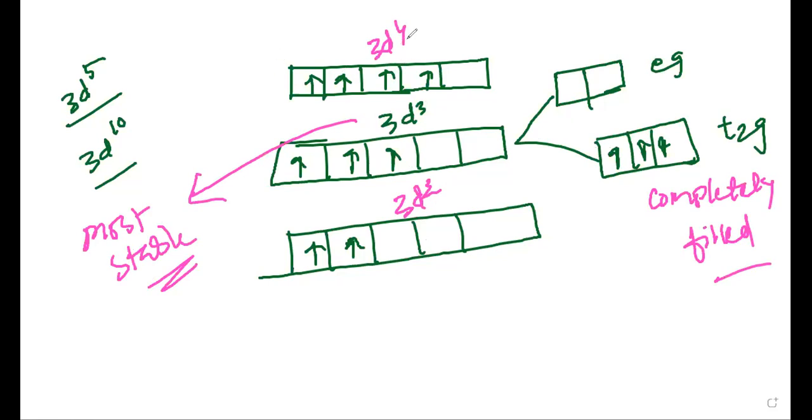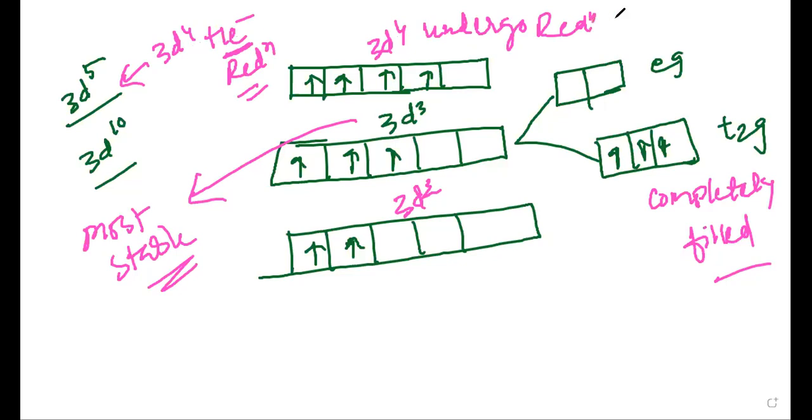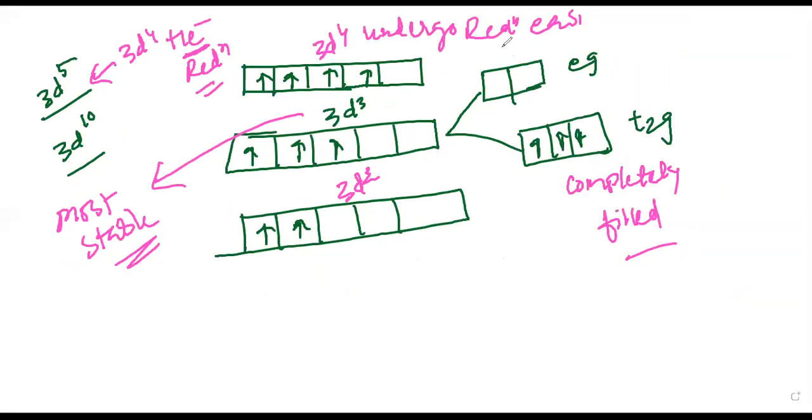Then if we look at 3d4, my dear students, if we add 1 electron, it will give us 3d5. When we add 1 electron, actually we are doing reduction. So if 3d4 undergoes reduction easily, and if a substance undergoes reduction, it is going to be a very good oxidizing agent.